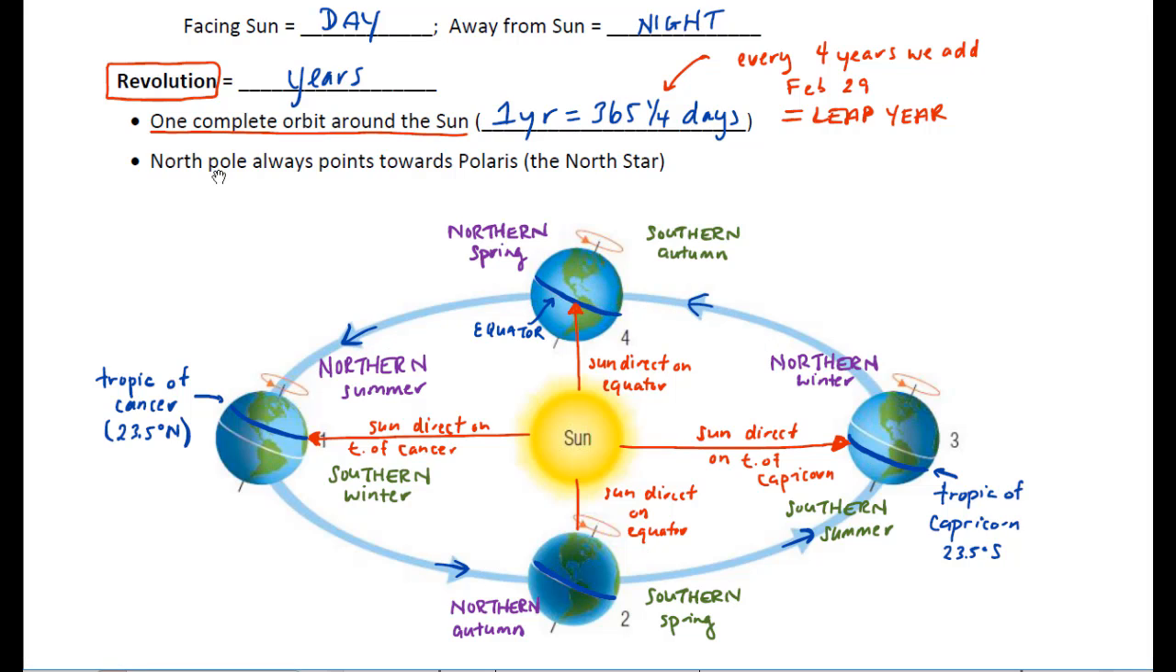Okay. The other thing that's going to become more important when we talk about constellations is that our North Pole is always pointing at the exact same star, far out, not even in our solar system, but far, far, far away. We always seem to be pointing at the same star, and it's called the North Star or Polaris because it's the pole star. But again, we'll talk about that in a different lesson.